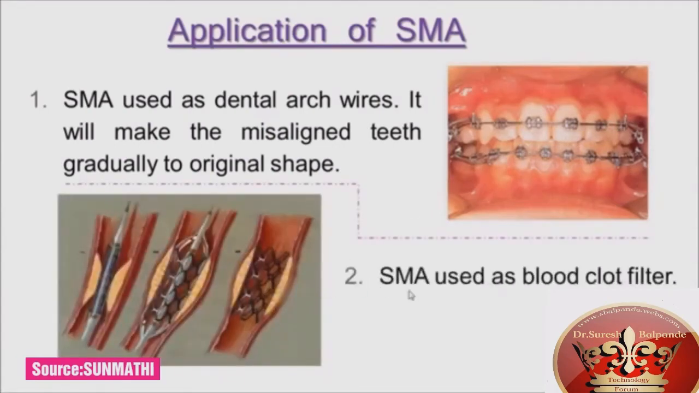So next one is the SMA used as the blood clot filter and also the stent in coronary artery blockage. So this is the cholesterol occupying the inside of the coronary artery, so the blood flow is disturbed. So the SMA stent is fixed at this position. You apply the stress or thermal process, it is expanded, so the blood disturbance is completely cleared, so blood flows freely in this artery.